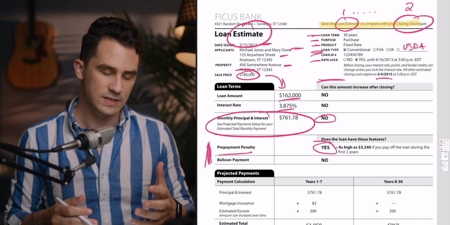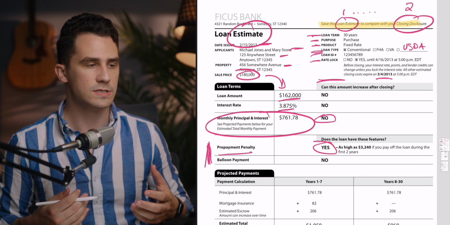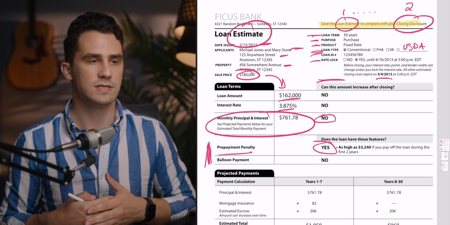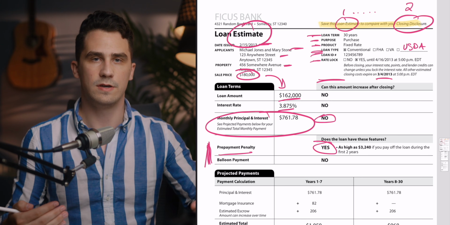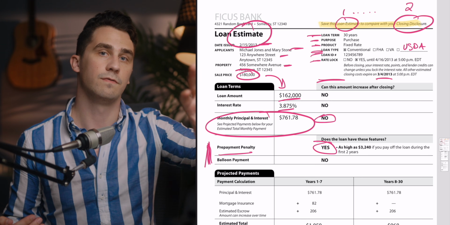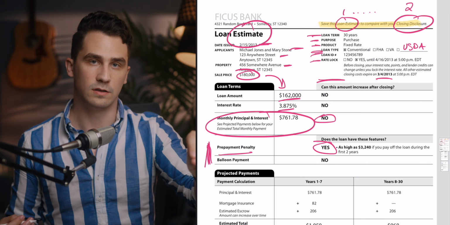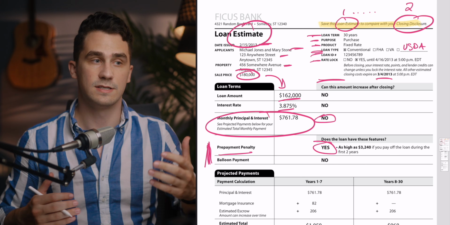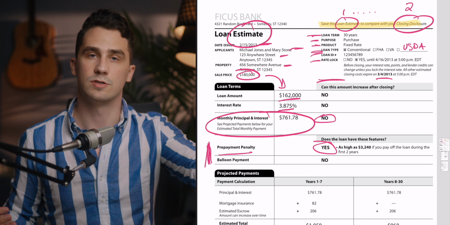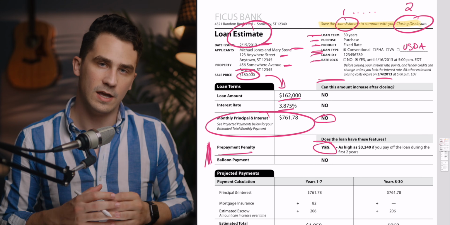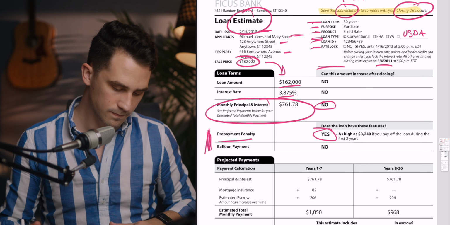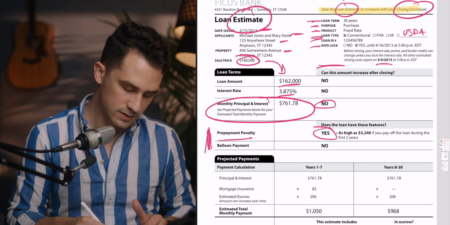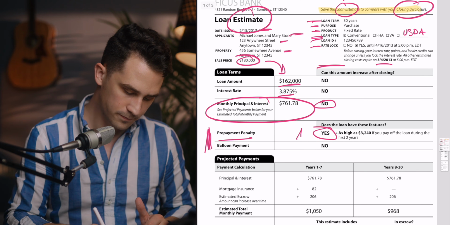Balloon payment, this doesn't have one as well. Balloon payments are risky because a balloon payment basically would say you have the loan for 5 years, and then after 5 years, you have to pay the full thing off in one lump sum. That's a risky feature because you don't want to get into this and then realize you don't have the money in 5 years or 10 years or whatever that balloon payment is to then be able to pay off this mortgage. So normally we want both of these to say no.